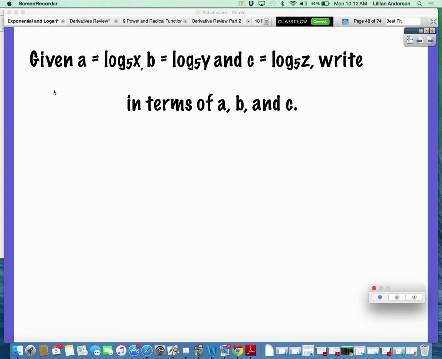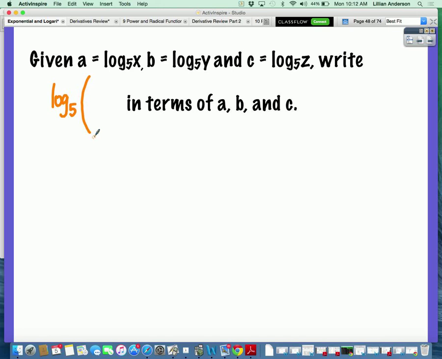You would need to write it in terms of log base 5, and then it is the square root of x over y squared z cubed. What? I don't think I understand. No, now, this one I'm doing with you. The ones after this, you're going to try on your own.